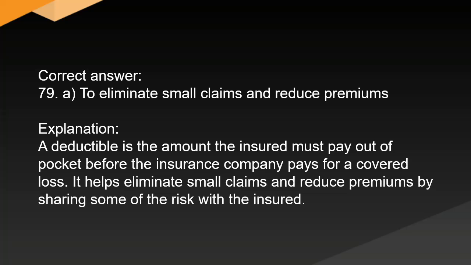Correct answer. A. To eliminate small claims and reduce premiums. Explanation. A deductible is the amount the insured must pay out of pocket before the insurance company pays for a covered loss. It helps eliminate small claims and reduce premiums by sharing some of the risk with the insured.